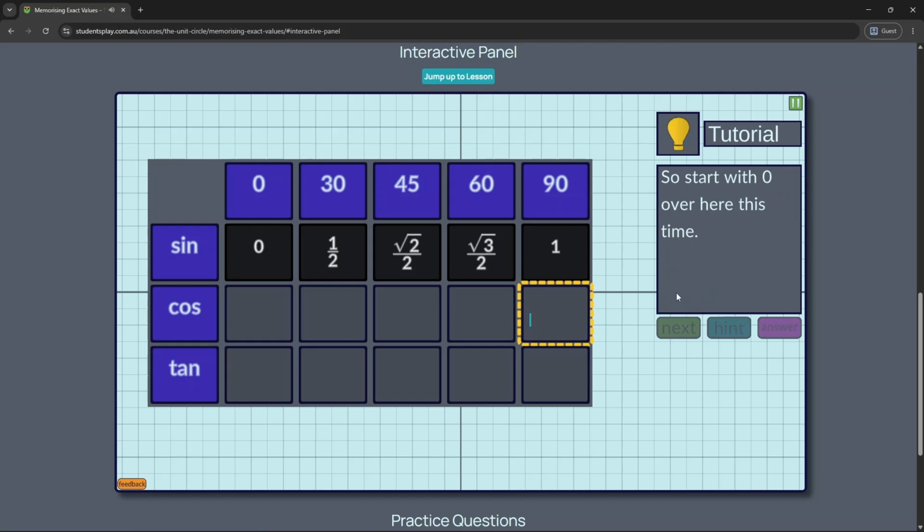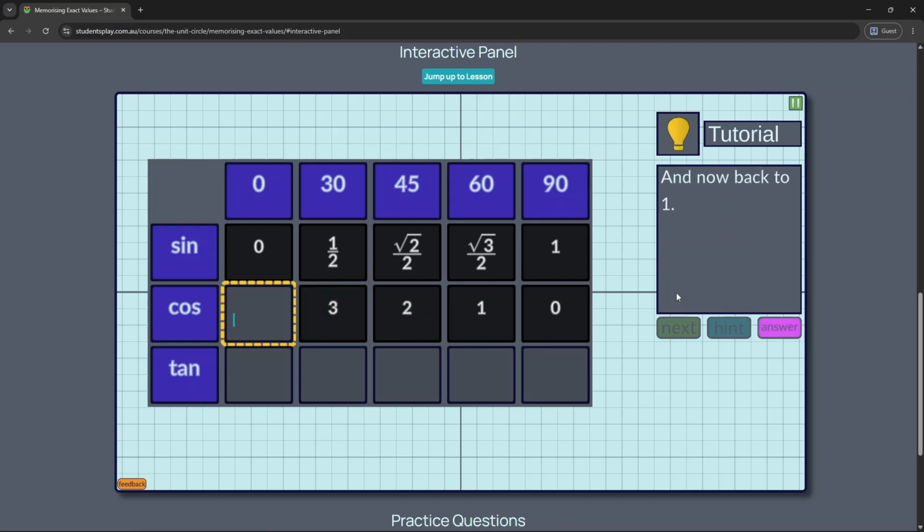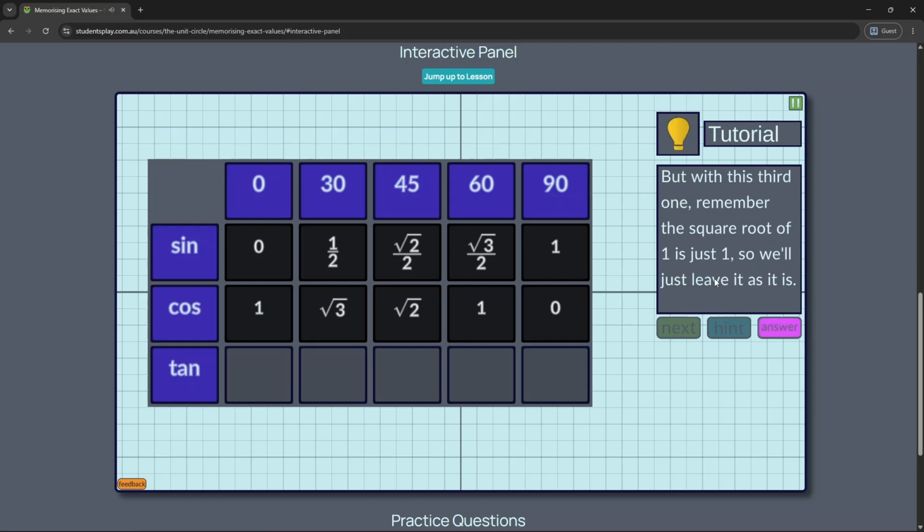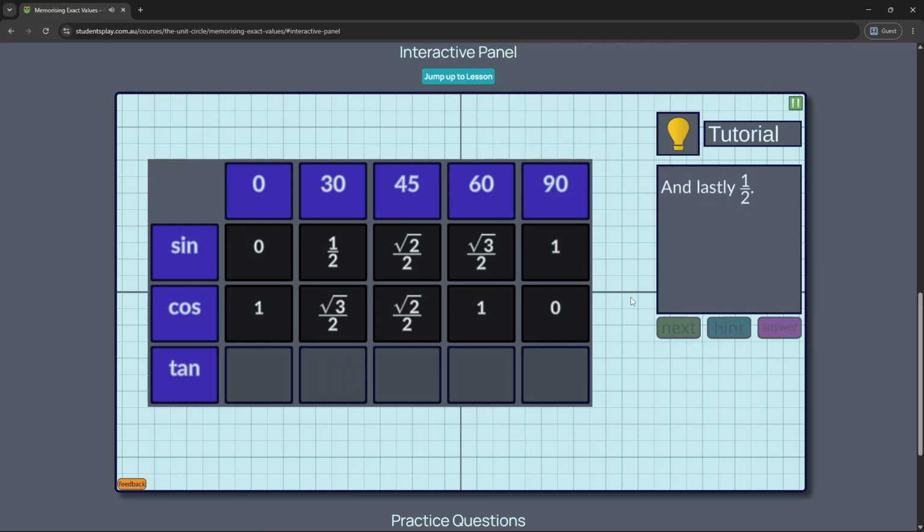So start with 0 over here this time, 0. Now we're going to count up to 3 going to the left, so 1. And now back to 1. Nice. Now we square root the middle 3 values, starting with this one. Okay, so square root of 3. Backspace that, square root of 2. But with this third one, remember the square root of 1 is just 1. So we'll just leave it as it is. Now we divide the middle 3 values by 2. Okay. So that's sine and cos done.